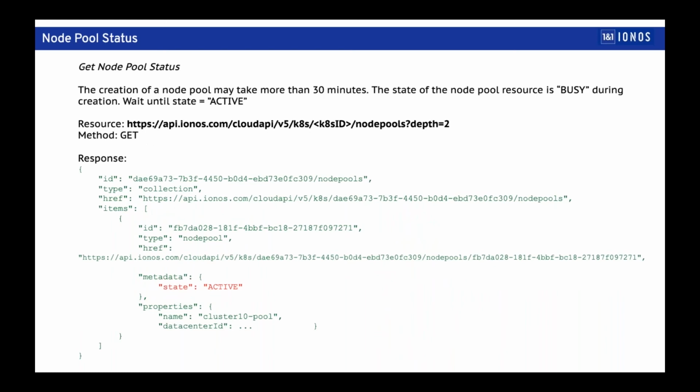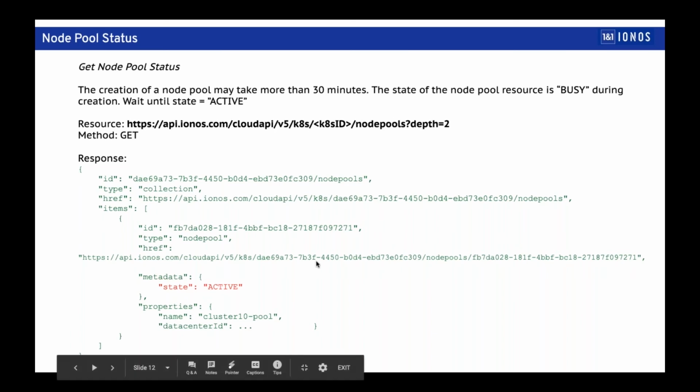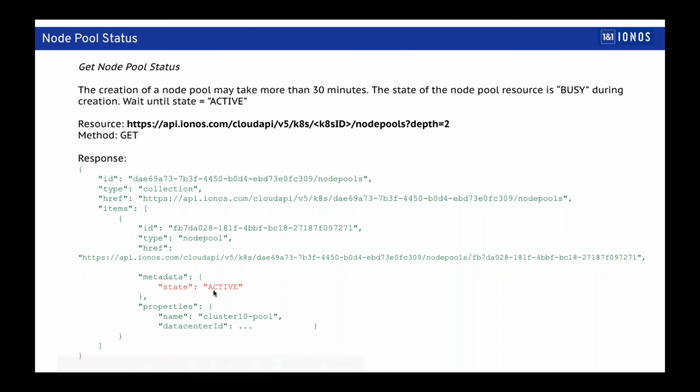You can continually poll the node pool resource. You can also directly poll the node pool with the appended UUID of the node pool. But as you might be familiar, we have also introduced the query parameter depth, which allows you to get a collection of items which are actually contained underneath node pools. And so you will get your node pool UUID again with the state either being deploying or active.